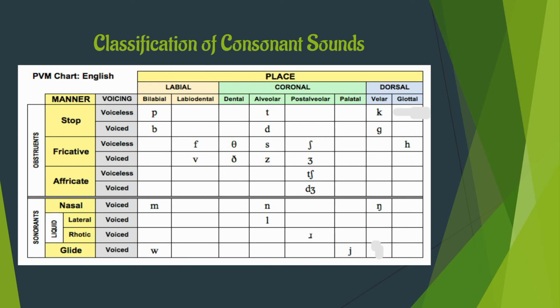Now there is another alveolar fricative, but this one is voiced. For example, Z-I-P. How can you say that one? Zip. What is the initial sound? Z. Yeah, keep your fingertips on the throat and say Z. Yes, vocal cords are vibrating. So that's why it is a voiced fricative.